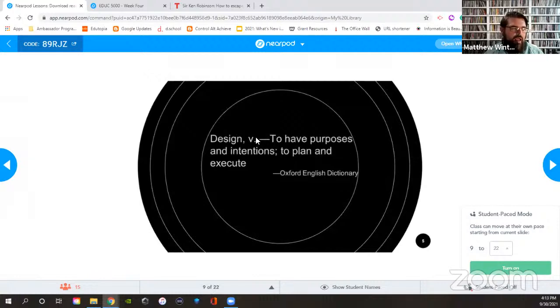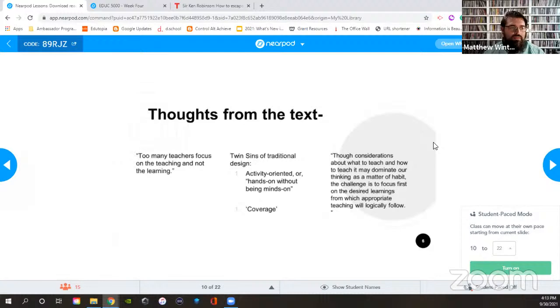So design and designing is basically the idea to have purposes and intentions to plan and then execute. You're developing a research plan and a plan for a project, and you're going to have purpose and intent behind it. Rather than just throwing something together, we are looking to build something that works well for everyone in that situation. So a couple things that are thoughts from the text that we're reading this week.